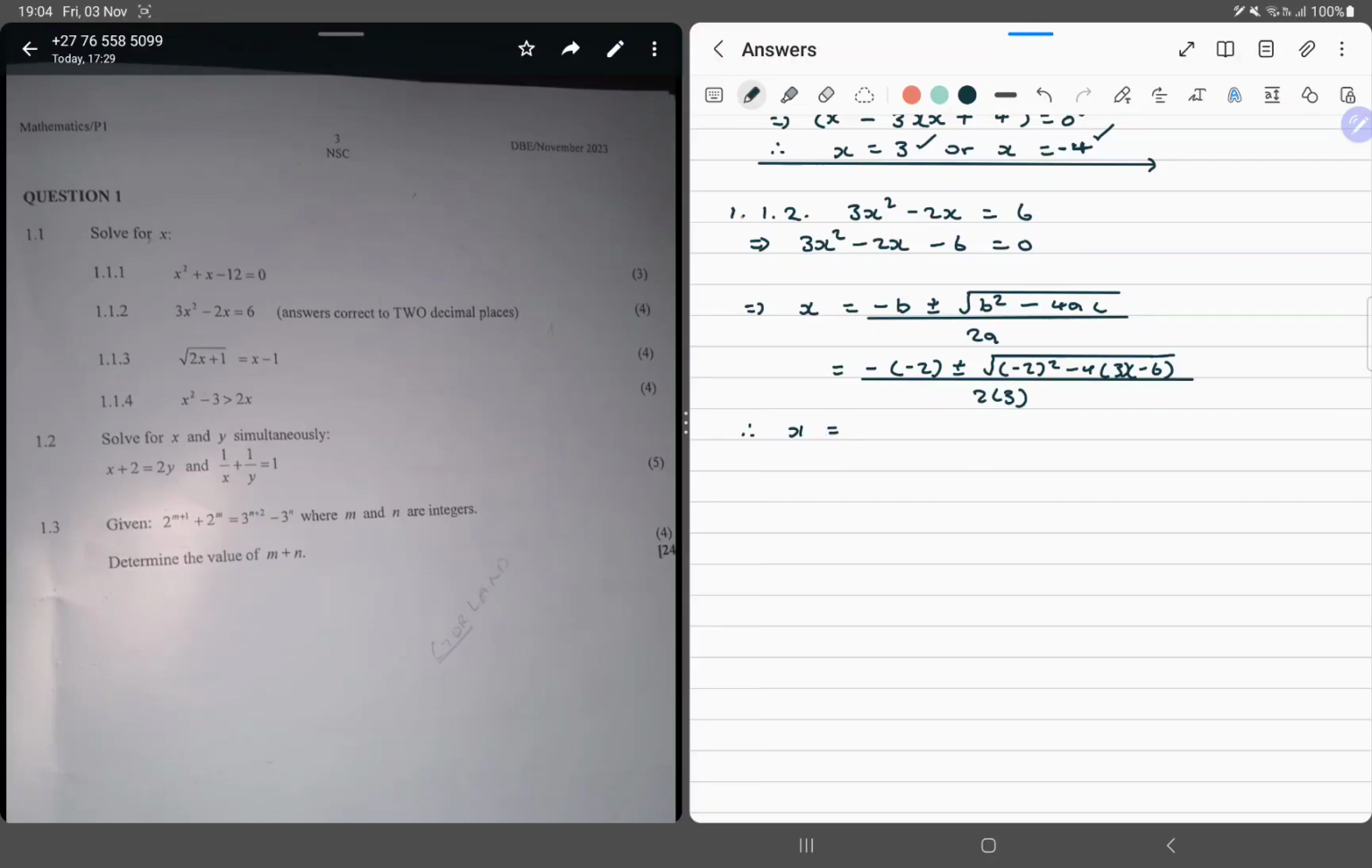So here, I don't beat around the bush. You can clean it up if you want. It's not necessary though, as long as you've made the correct substitutions. So let's see, we've got minus minus 2 plus the square root of minus 2 squared minus 4 times a, which is 3, times c, which is minus 6.